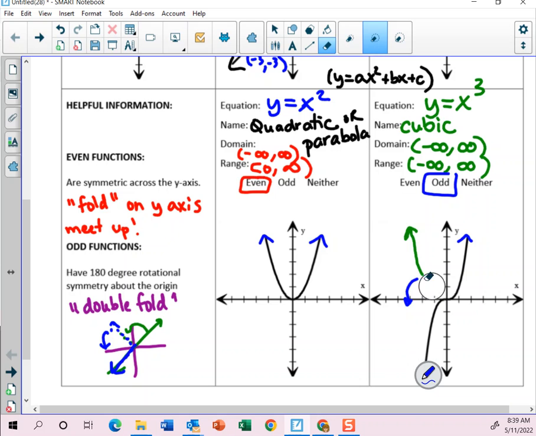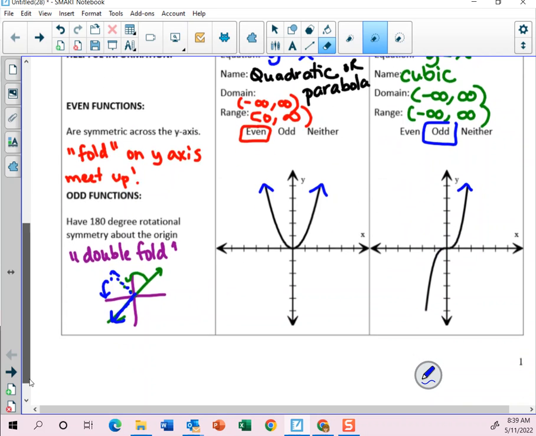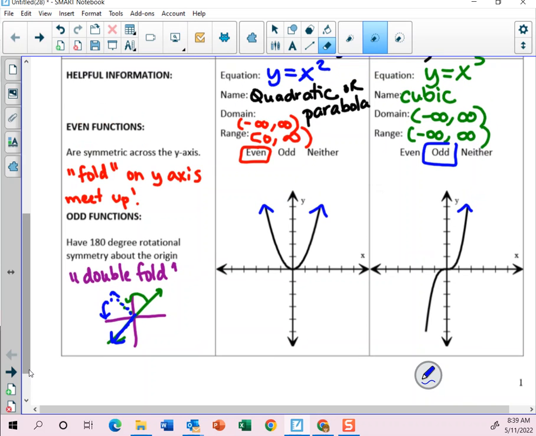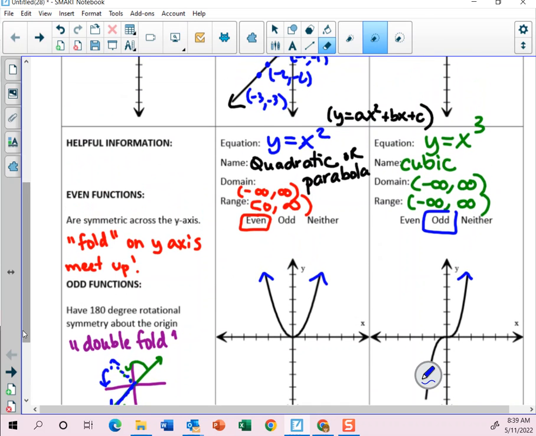So a neither, we're going to get to some neithers next. Okay, so neithers basically just don't have good symmetry.